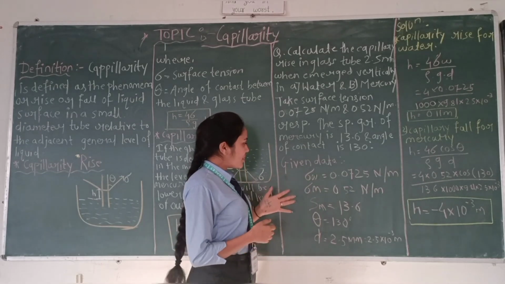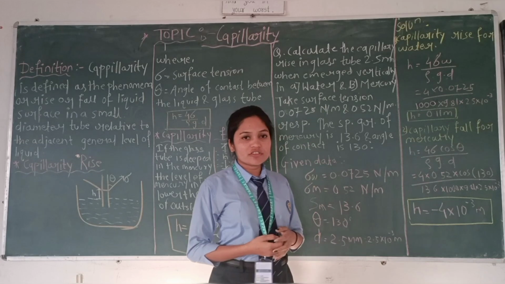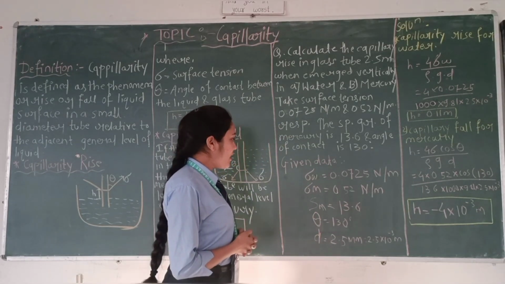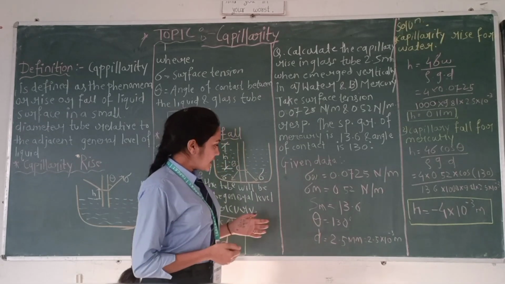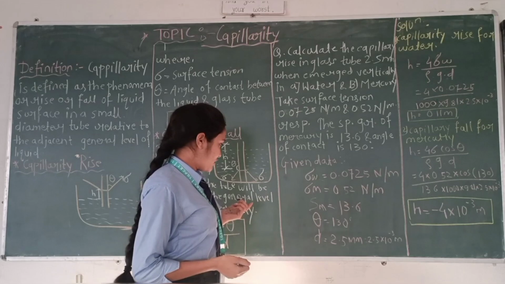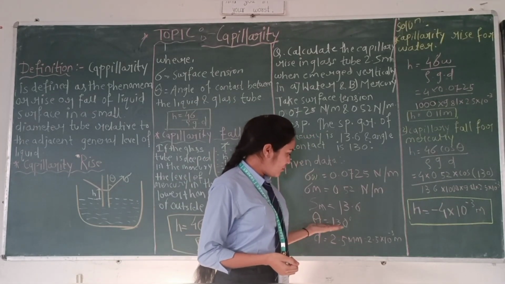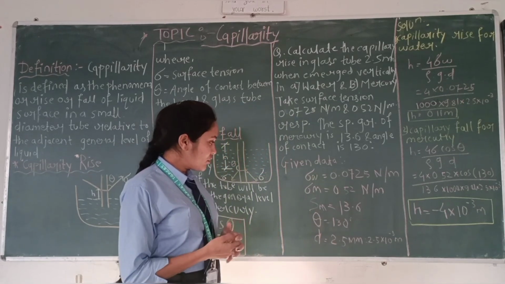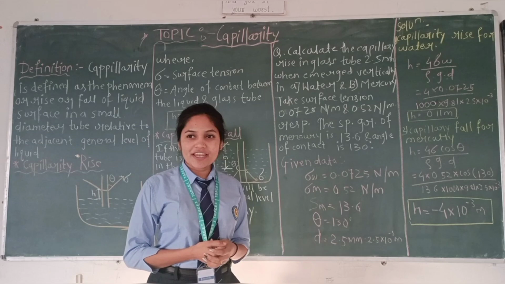Given data: sigma W is equal to 0.0725 newtons per meter, sigma M is equal to 0.52 newtons per meter, specific gravity of mercury is 13.6, theta is 130 degrees, and D is 2.5 mm, converted to meters: 2.5 x 10 raised to power minus 3 meter.